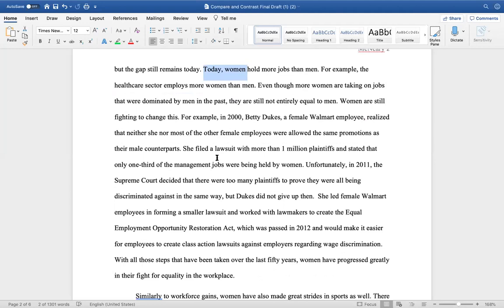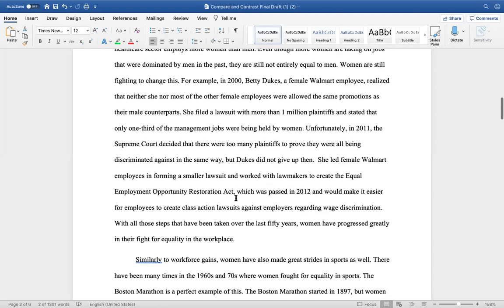For example, in 2000, Betty Dukes, a female Walmart employee, realized that neither she nor most of the female employees were allowed the same promotions as their male counterparts. She filed a lawsuit with more than 1 million plaintiffs and stated that only 1/3 of the management jobs were being held by women. Unfortunately, in 2011, the Supreme Court decided there were too many plaintiffs to prove that they were all being discriminated against in the same way.